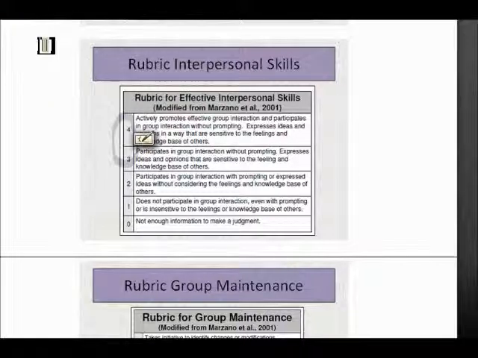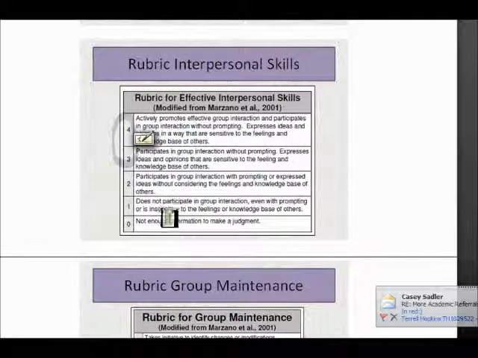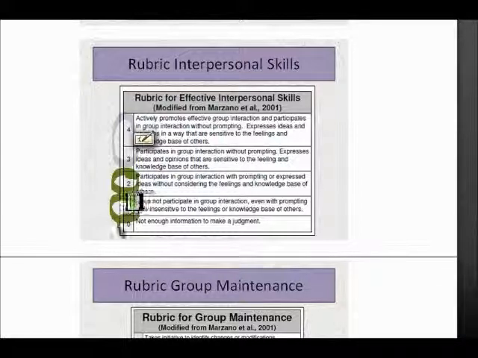If you find, though, that your group members are participating in group interaction with prompting, or you find that they are not participating, then a 2 or a 1 or a 0 might be more appropriate.